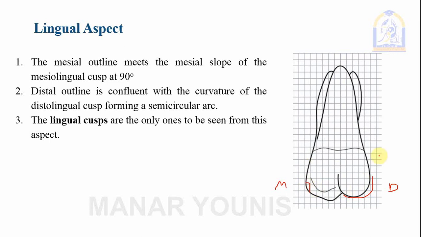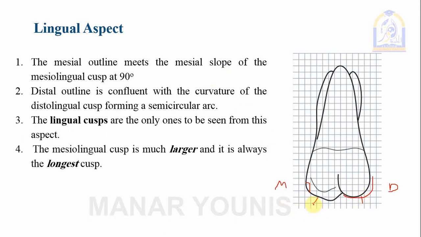The only cusps that can be seen from this aspect are the lingual cusps. This is the mesiolingual cusp and this is the distolingual cusp. The mesiolingual cusp is much larger than the distolingual cusp, and it is always the longest cusp. Its slopes meet at an obtuse angle to each other, and it occupies about 3/5 of the mesiodistal diameter. So if we measure the mesiodistal diameter, the mesiolingual cusp will form 3/5 of this distance, while the remaining 2/5 will be occupied by the distolingual cusp.